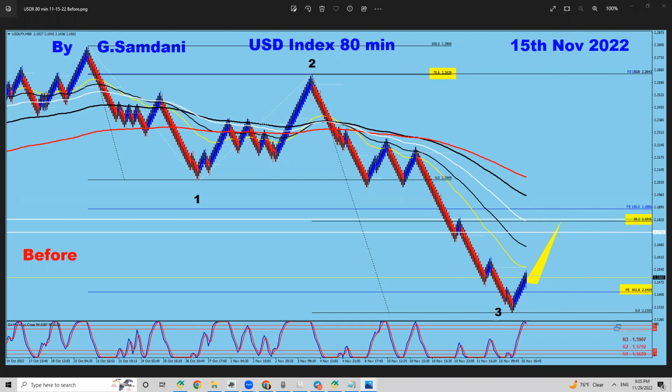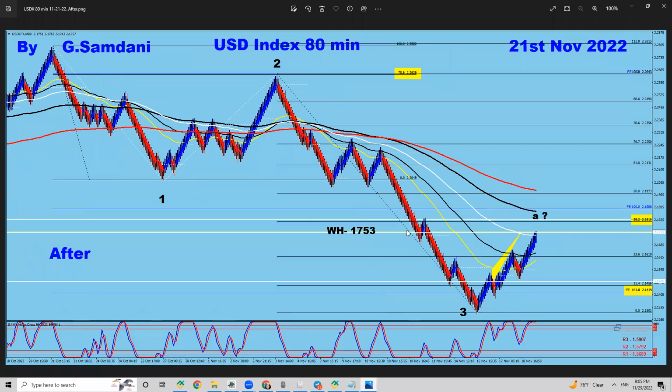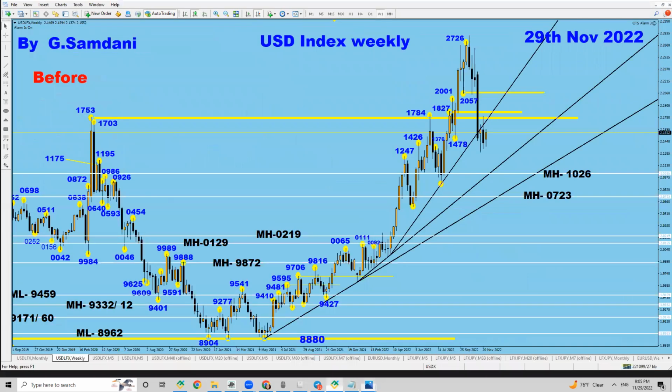So what happened to this chart? What happened to this chart is this. We went exactly there, right? This area here, 1753, we hit. And that is the area on the monthly chart. Weekly, this is the area, 1753, right?